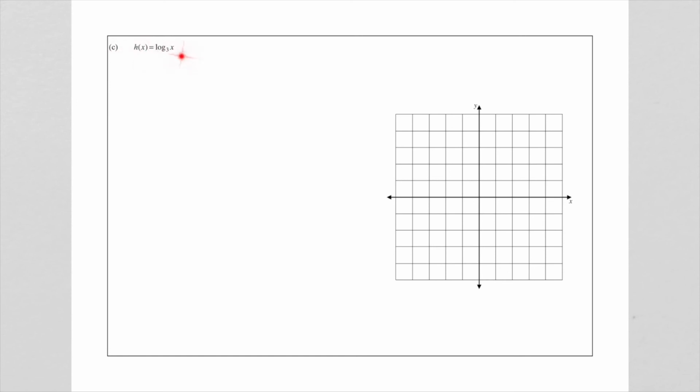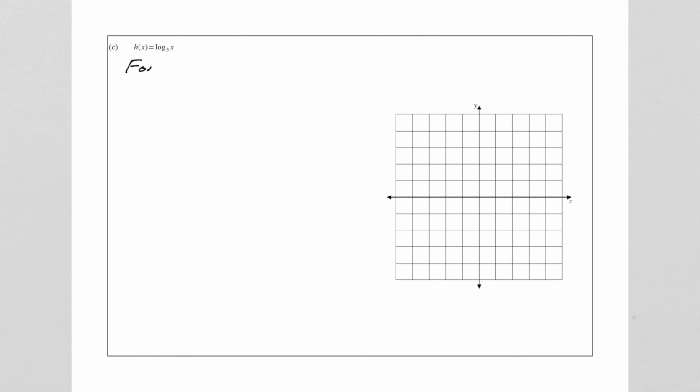h(x) equal to log x base 3 is given to us. The question is the same as in A and B, that they want us to find the inverse of the function, and then they want us to sketch the function and the inverse as well as the line of symmetry. So let's start with the inverse of this logarithmic function.